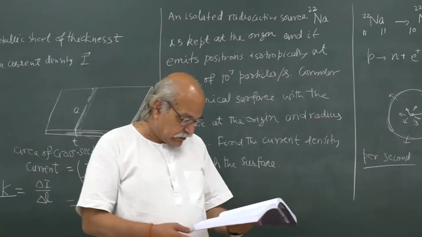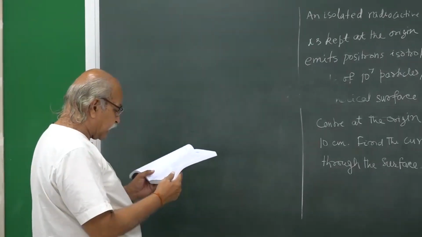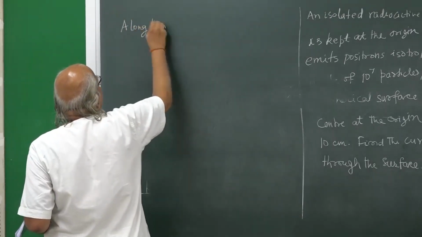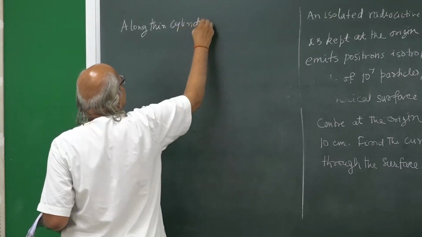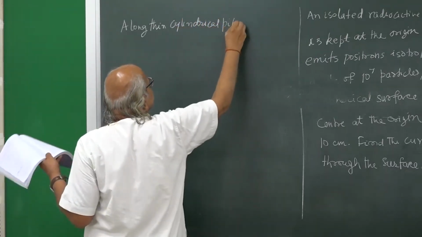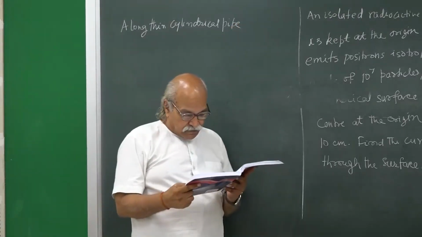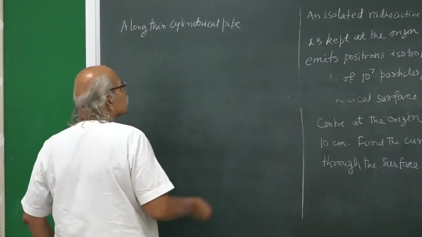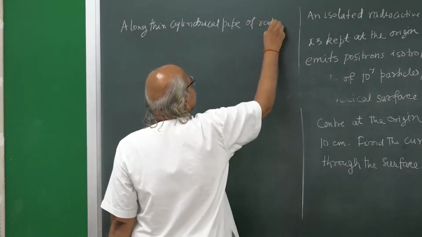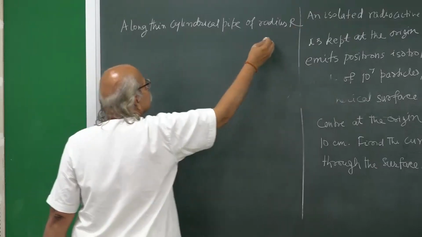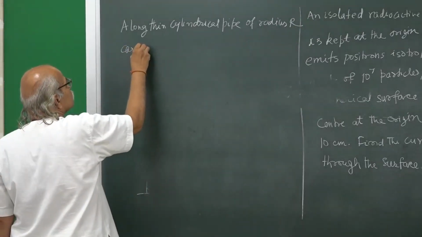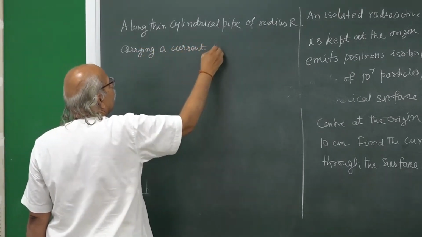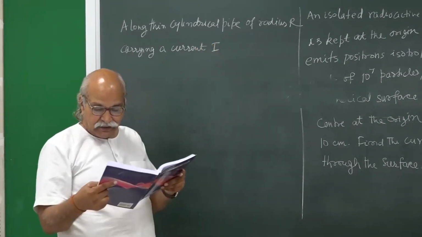Now, the next one is a long thin cylindrical pipe of radius capital R carrying a current I going along its length.